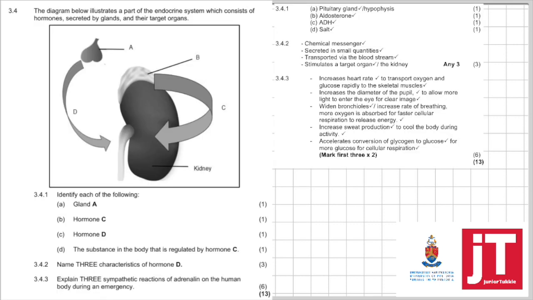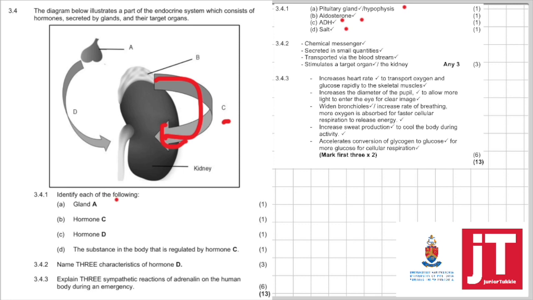3.4. The diagram below illustrates a part of the endocrine system which consists of hormones secreted by glands and their target organs. 3.4.1. Identify each of the following. What is gland A? Gland A, you can definitely see, is the pituitary gland or hypophysis. What is hormone C? Hormone C, produced by the adrenal gland and acts on the kidney here, of course, aldosterone. Hormone D, produced by the pituitary gland and acts on the kidney, ADH. And then the substance in the blood that is regulated by hormone C. Okay, that's aldosterone. And hormone C regulates salt or sodium.